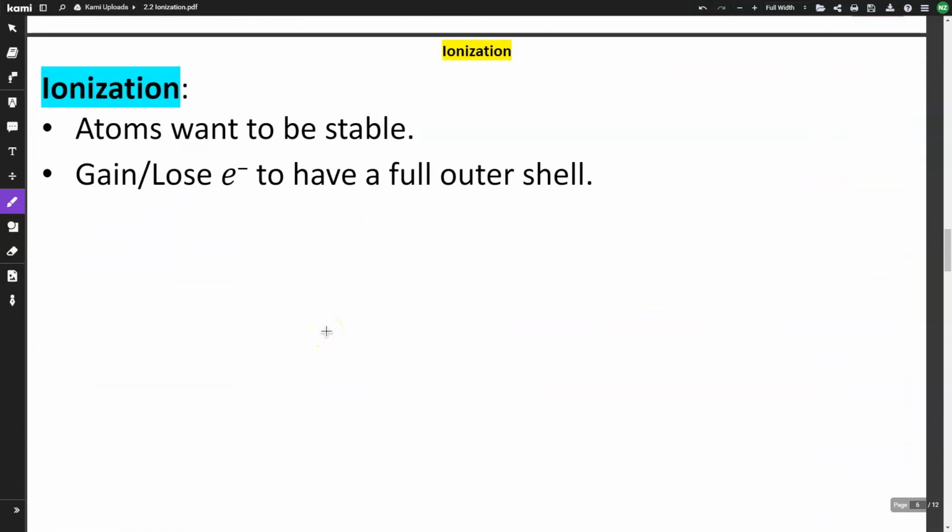So everybody wants to be like the noble gases because they're stable. Atoms are going to do whatever it takes to get a full outer shell, whether that's to gain the number of electrons they need to get to 8, or to lose electrons so that they can, kind of like peeling an onion, get rid of the partially filled outer shell to get to a full outer shell below.